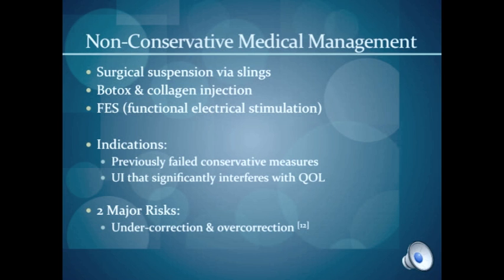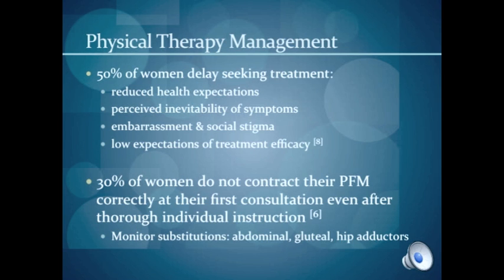Now, it is important to keep in mind when managing patients with pelvic floor musculature dysfunction that 50% of women delay seeking treatment due to reduced health expectations, perceived inevitability of symptoms, social stigmas and embarrassment, and overall low expectations of perceived efficacy. Additionally, 30% of women do not contract their pelvic floor musculature correctly at their first consultation, even after thorough individual instruction.